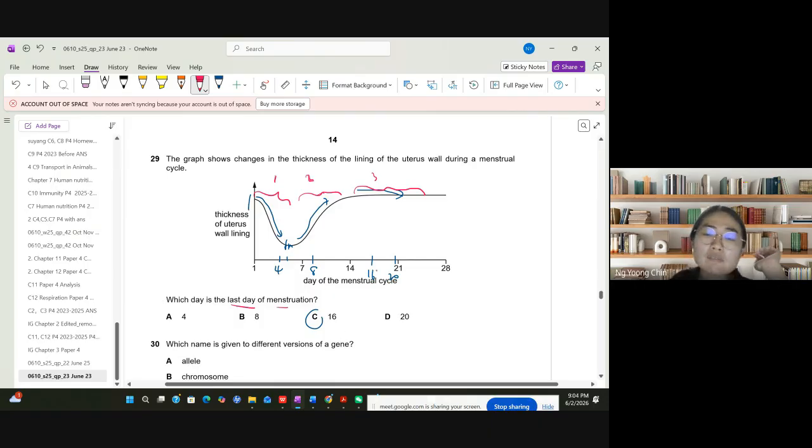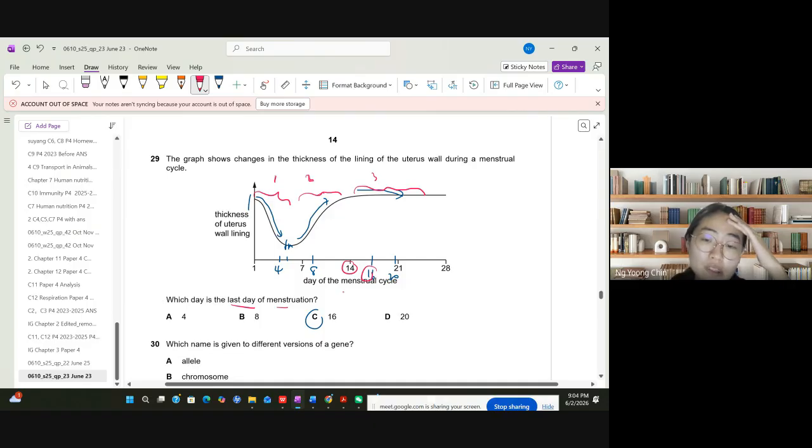16, right? 16 is around that. So remember, on day 14 you have the ovulation, which is a surge in your luteinizing hormone. You have ovulation on day 14. So that's why number 16 is definitely not the last day for the menstruation.